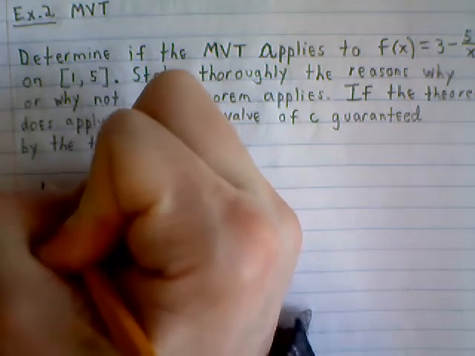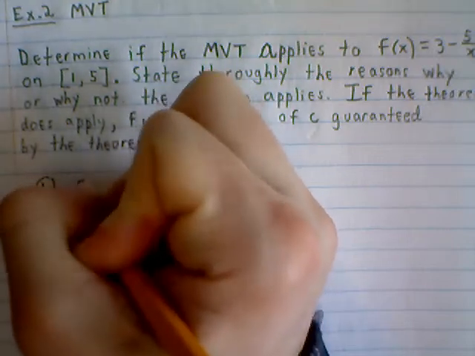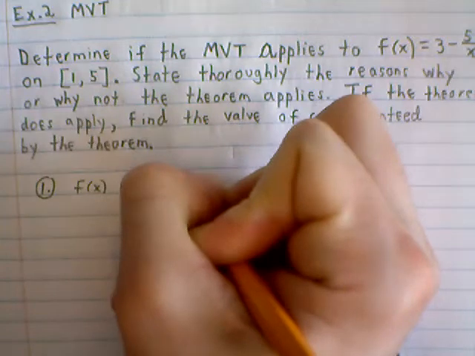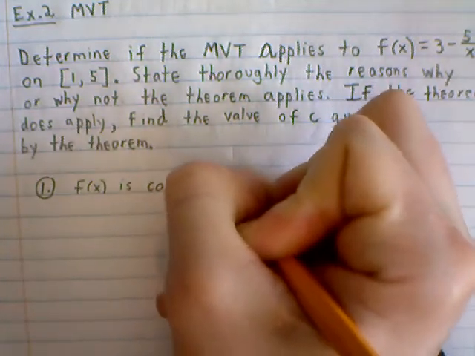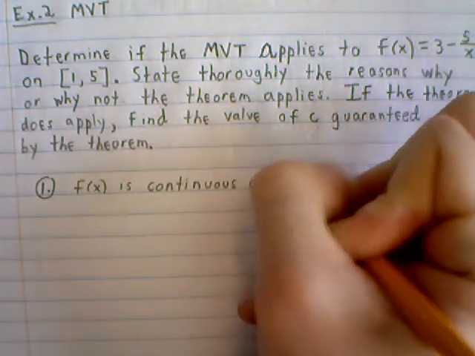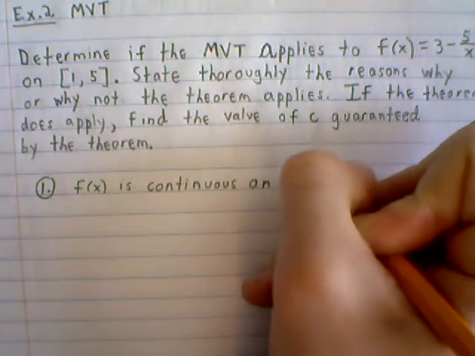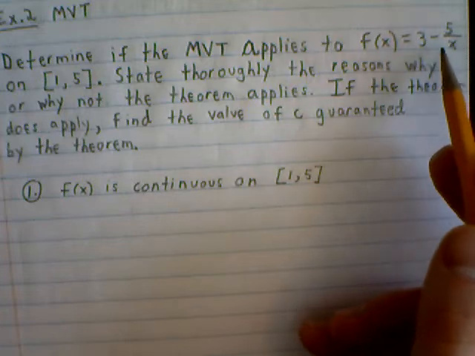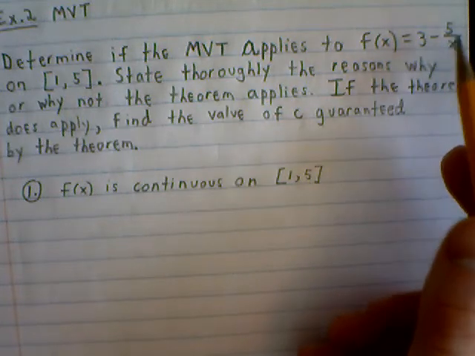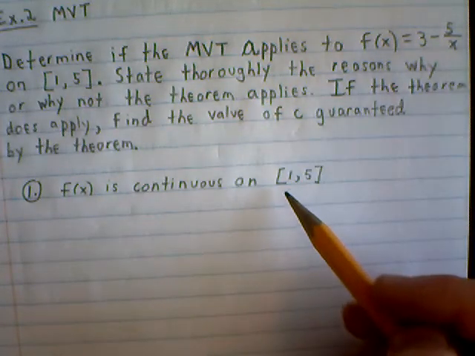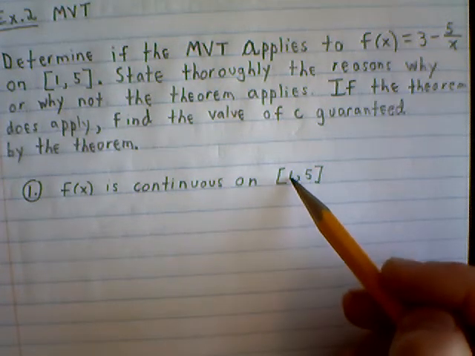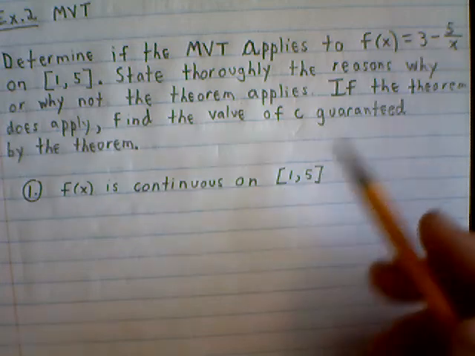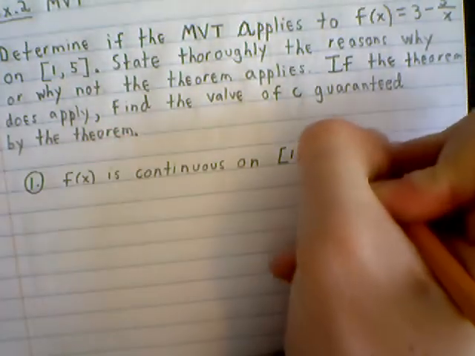So f of x is continuous on 1, 5. I can plug every single number between 1 and 5 in for x, and the function will be defined, because 0 is not between 1 and 5. Now, if it said negative 1 to 5, it wouldn't be continuous, but 0 is not between 1 and 5. All right, so I got the first criteria.